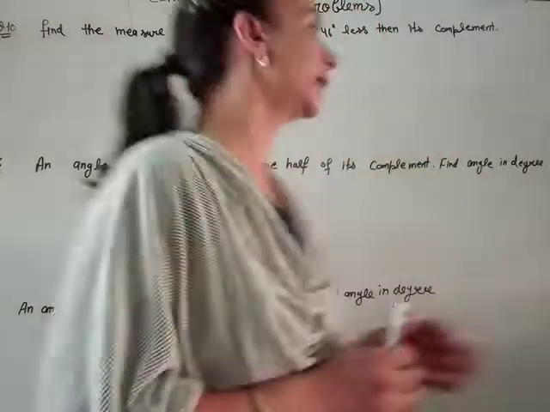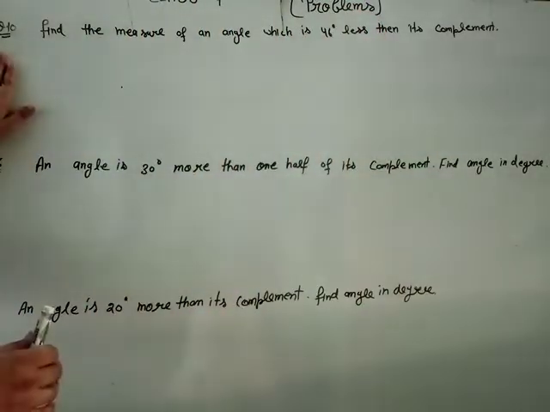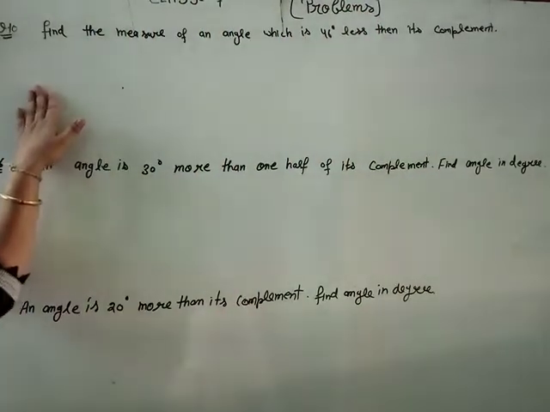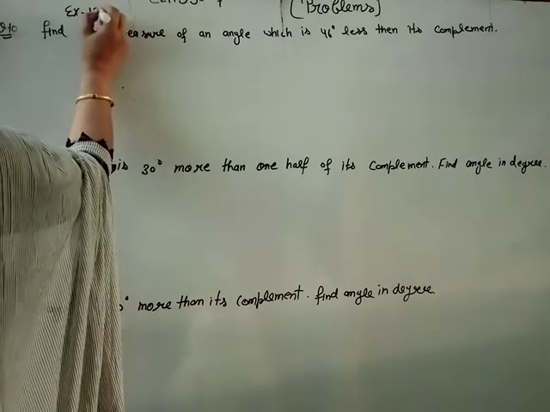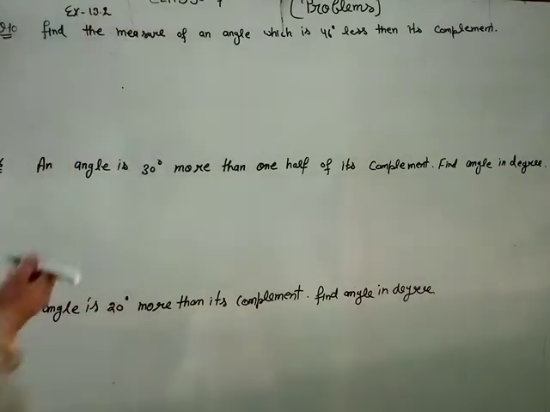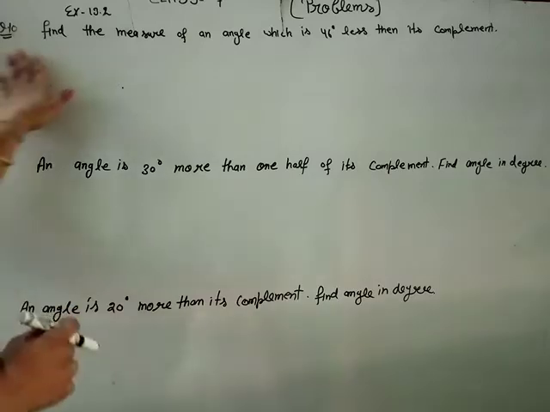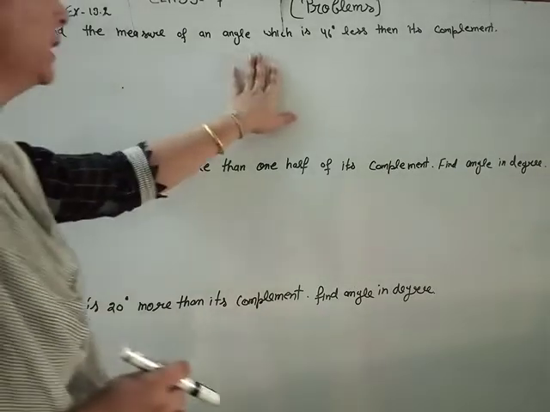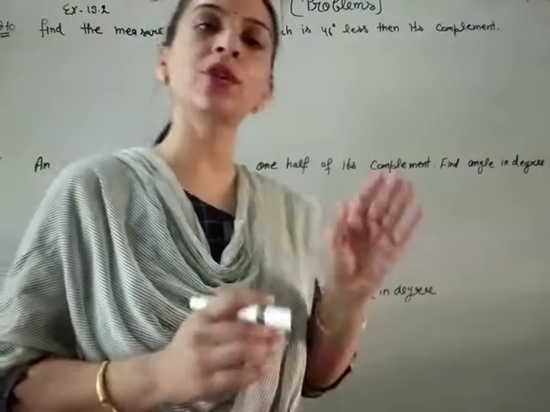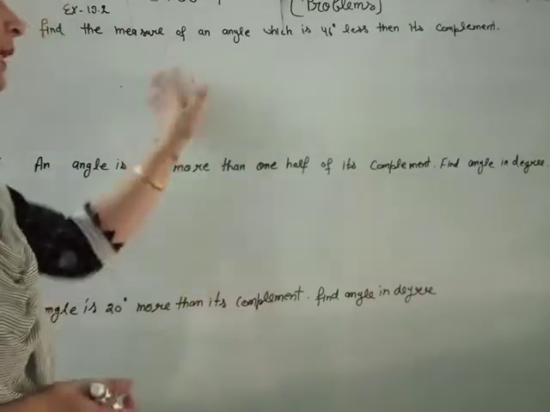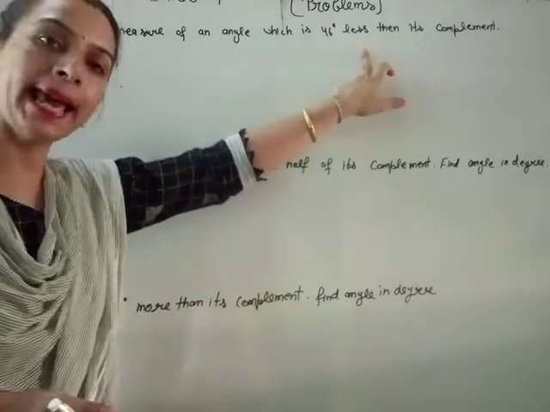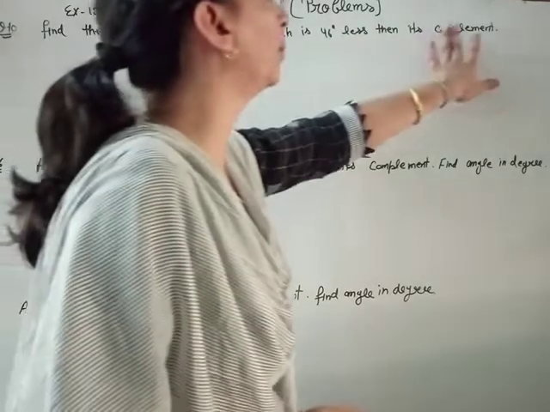Okay. Then first is question number 10 of exercise 13.2. Find the measure of an angle which is 46 degrees less than its complement.